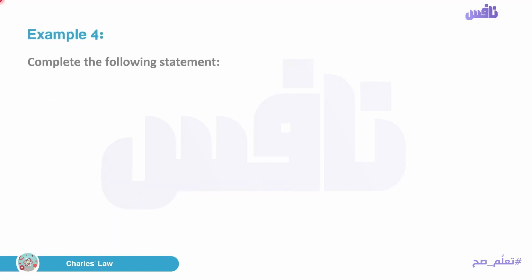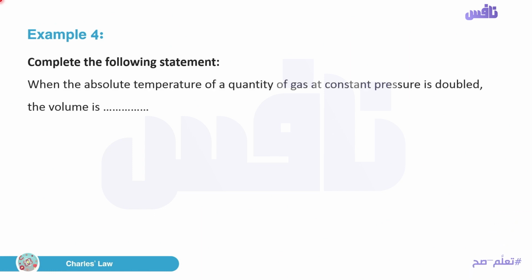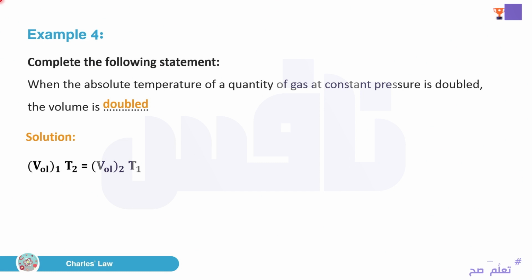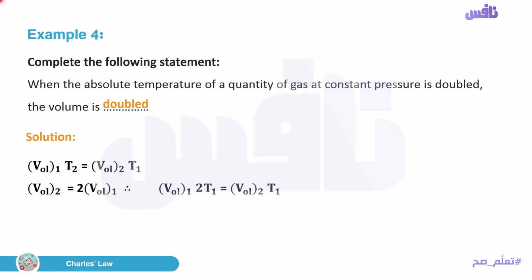Example number 4. Complete the following statement. When the absolute temperature of a quantity of gas at constant pressure is doubled, the volume is doubled. Let's see our solution, or explanation step. As you know well, V1 T2 equals V2 T1. By substitution with the givens, T2 equals 2T1, which means V1 times 2T1 equals V2 times T1. So the volume is doubled.